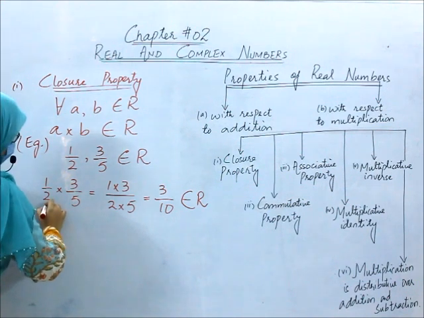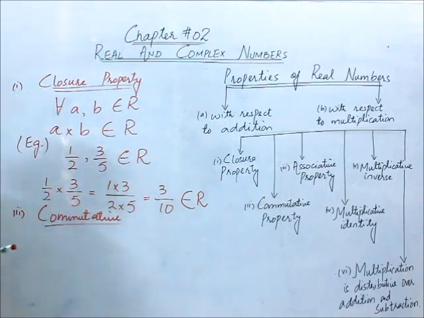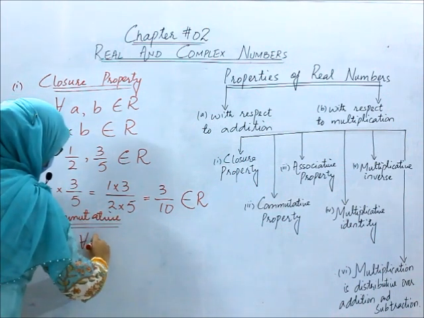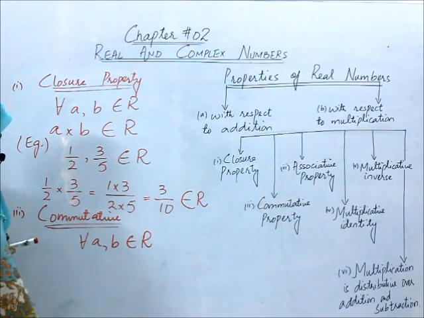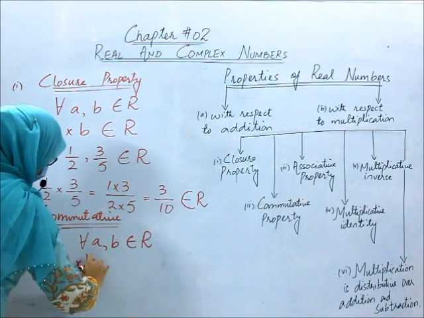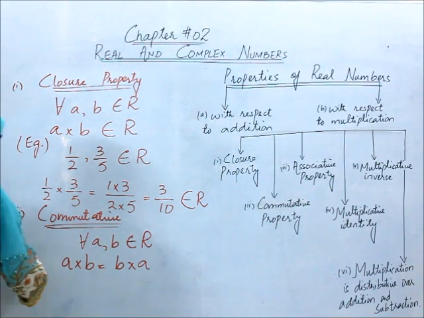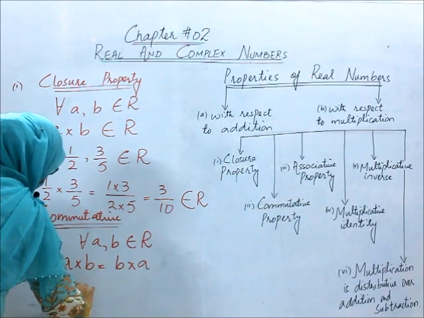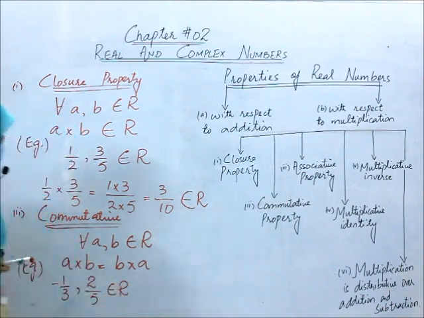Now the next property is commutative property. As similar to the commutative property with respect to addition, that order does not matter in multiplication as well. So this property says, for all real numbers, this sign is for all, this is for belongs to. When we multiply them, the answer would remain same if we change the order. For example, if we take any two real numbers, -1 by 3 and 2 by 5, which belong to the set of real numbers.